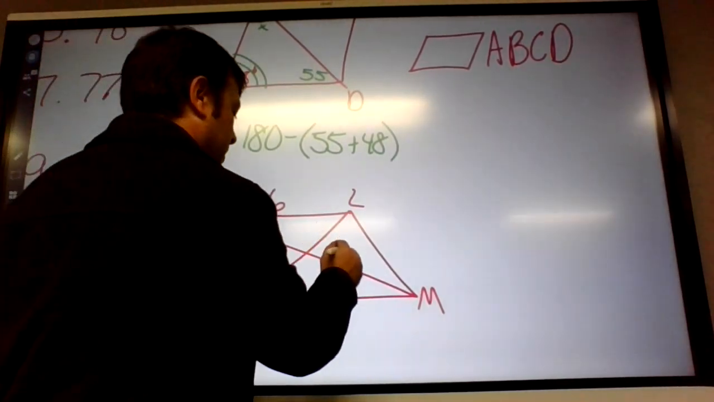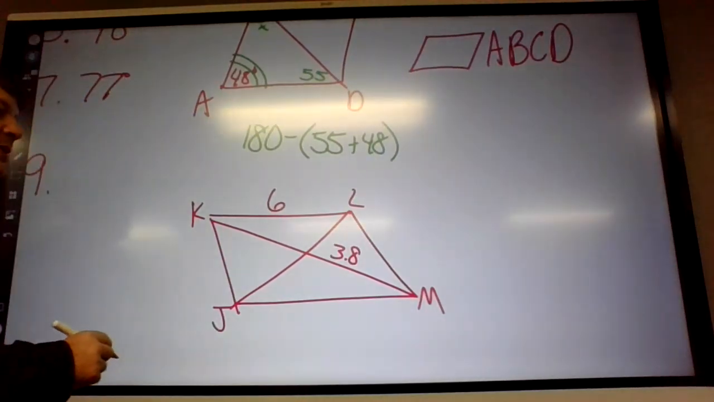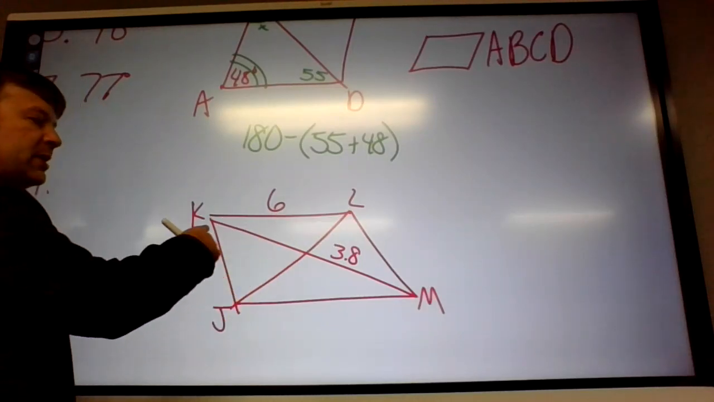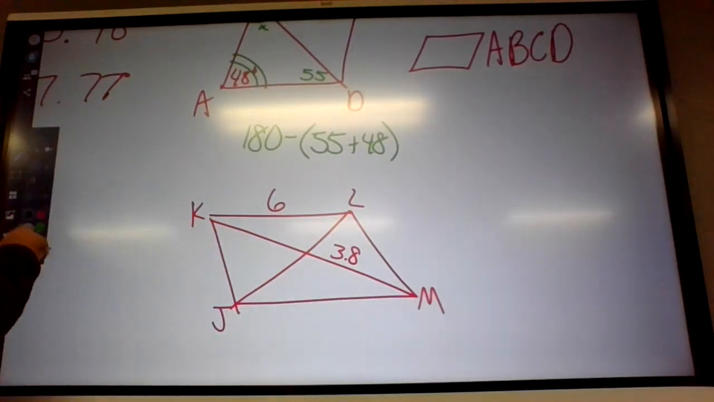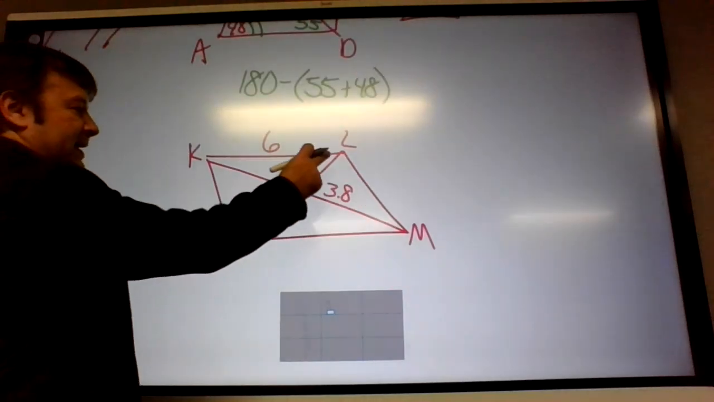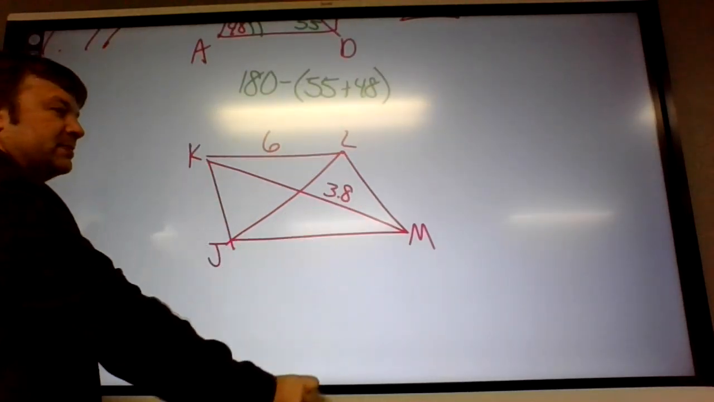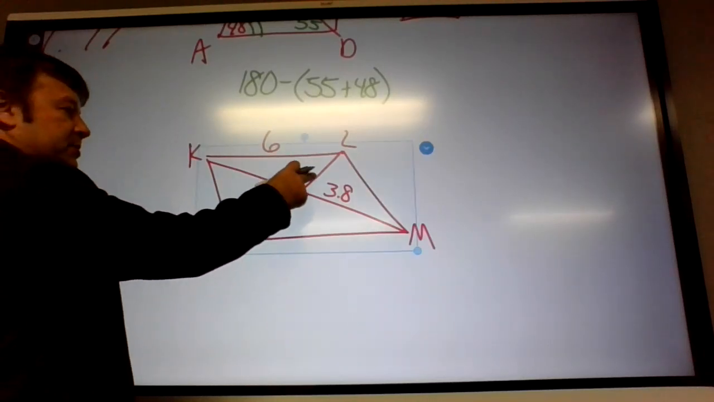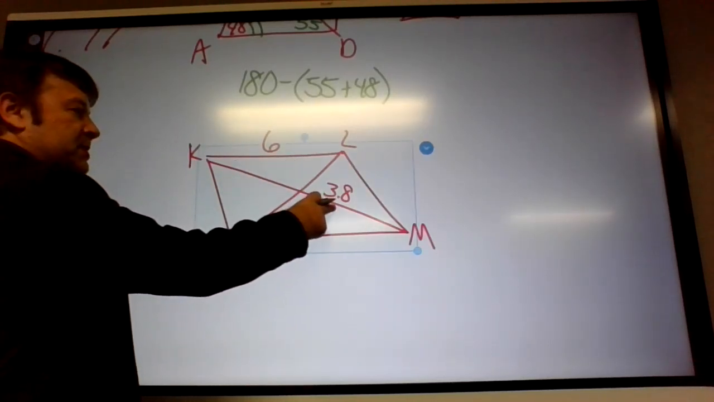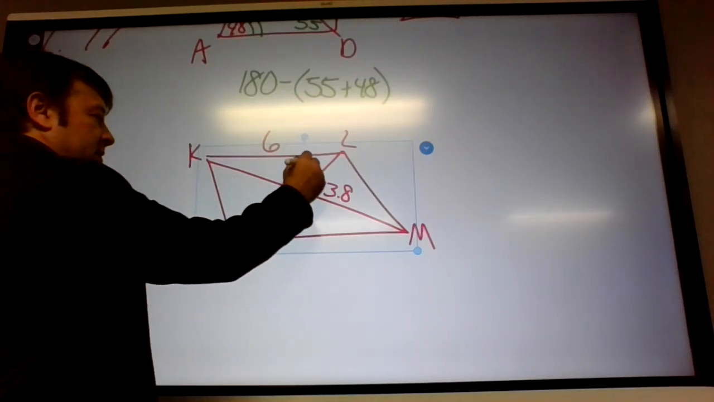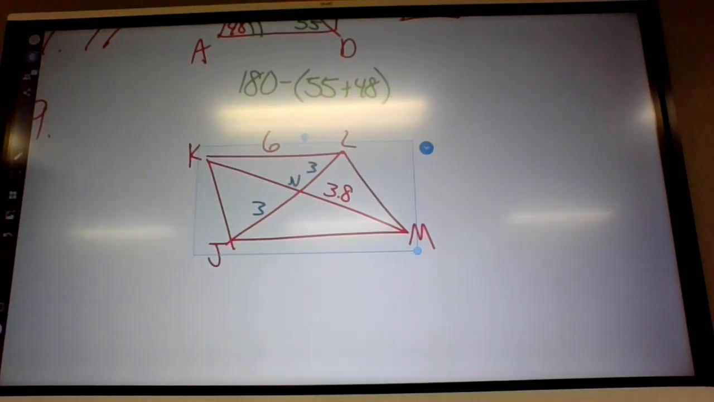Let's see, 3.8. Now, they didn't write this in the picture, but they said in the directions that LJ is 6. So that would be this diagonal. What do we know about diagonals in a parallelogram? The one thing: they bisect each other, which means these two, if I had drawn it nicely, are cut into equal pieces. So if LJ is 6, then LN and NJ are each 3.